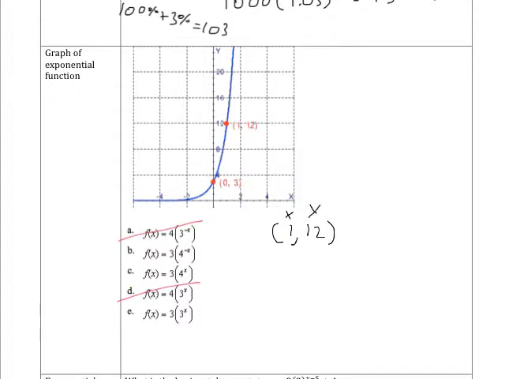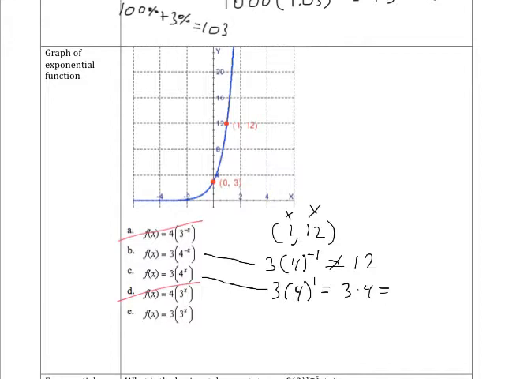So if I take each one of these equations, say this one, 3 times 4 to the negative x power, that'd be like to the negative 1 power. That does not actually give me 12 if you type that in a calculator. That actually gives me the fraction 3/4, 0.75. So that doesn't work. This one, 3 times 4 to the 1 power, well, that's 3 times 4, which is 12. So I'm feeling pretty good about that one.